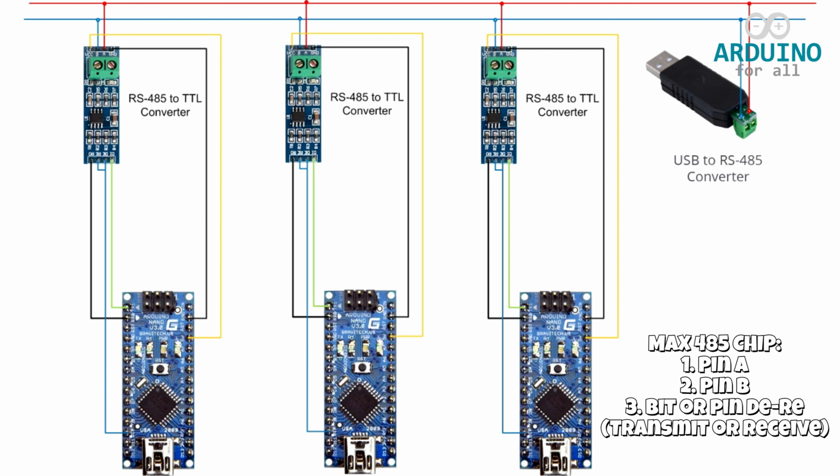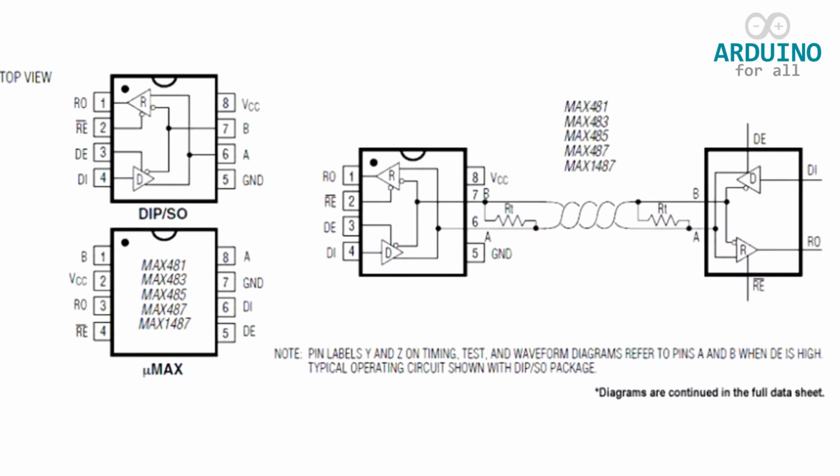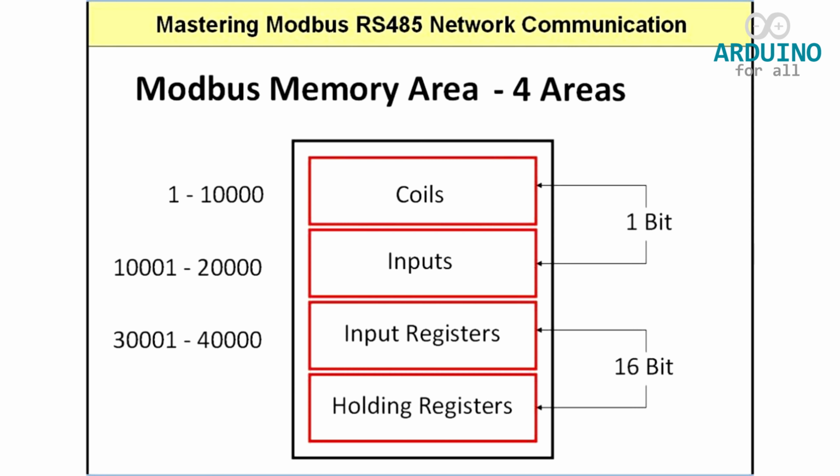Communication is half duplex, meaning it can transmit and receive, but not at the same time, something very common in industry. Modbus registers. The protocol defines 4 main types of registers: discrete inputs, read-only, 1 bit, addresses 1 to 10,000; coils, read-write, 1 bit, addresses 10,001 to 20,000; input registers, read-only, 16 bits, addresses 30,001 to 40,000; holding registers, read-write, 16 bits, from 40,001 onward.